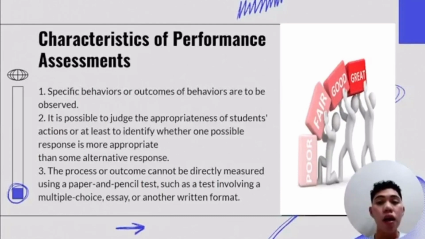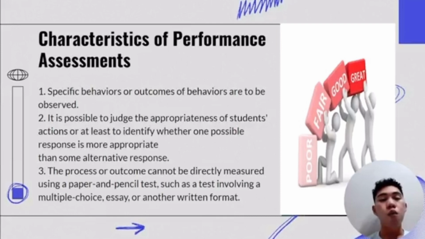Okay, so that's the end of the authentic and performance assessment. And now we're down to the characteristics of performance assessment. First, there are actually three characteristics of performance assessment. First is that specific behaviors or outcomes of behaviors are to be observed.